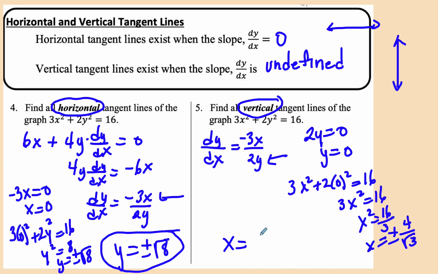So my vertical lines will be at plus or minus 4 over root 3. So I have to give the vertical lines.